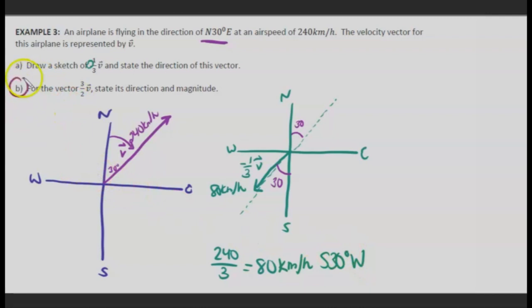Okay, and now for B. For the vector 3/2 of vector v. So that's like 1.5 times, okay?